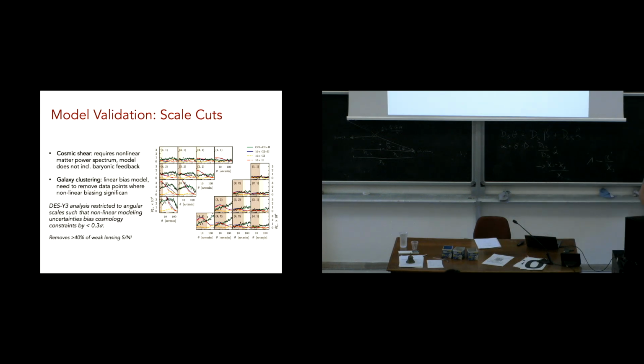So just an example on scale cuts. Here you see the cosmic shear angular correlation functions, where the scale cuts are driven by baryon feedback, which in this analysis we don't include at all, and then also by uncertainties in modeling the fully nonlinear matter power spectrum. So in the end, we throw out about 40% of the signal to noise in cosmic shear. For galaxy clustering, our default analysis uses a linear bias model, so we remove data points where nonlinear biasing becomes significant.